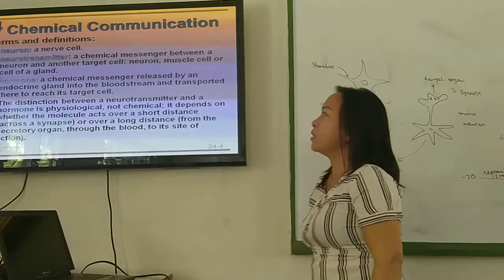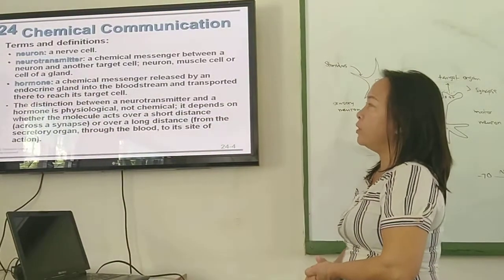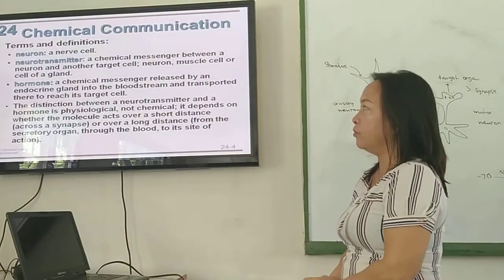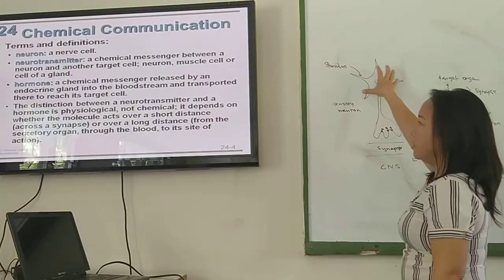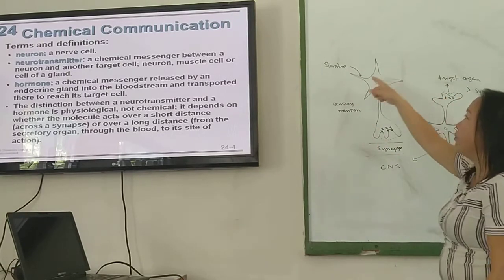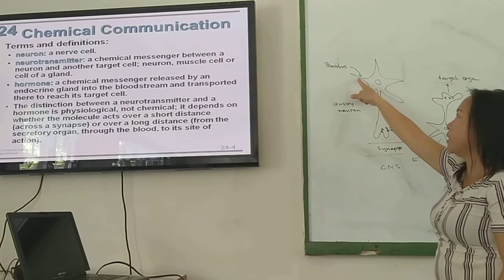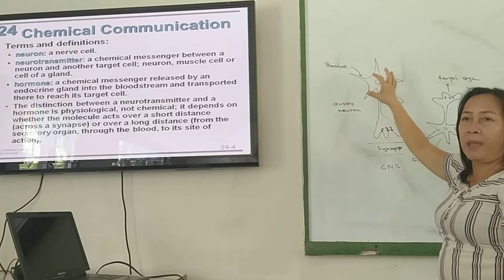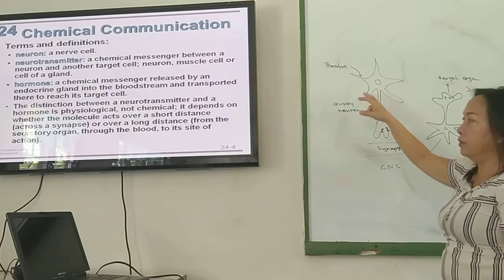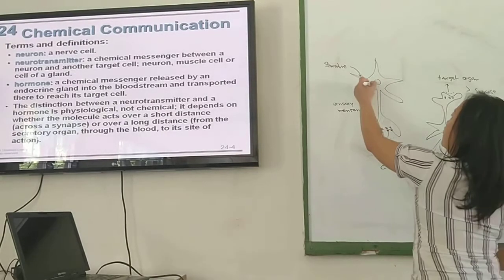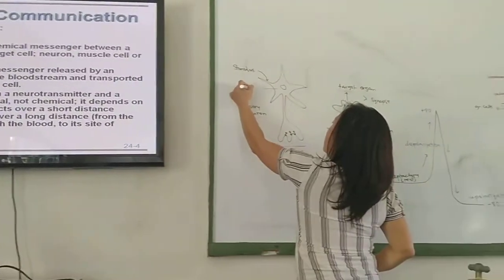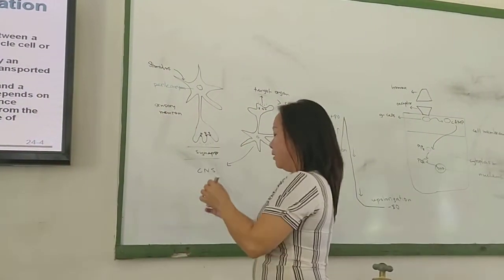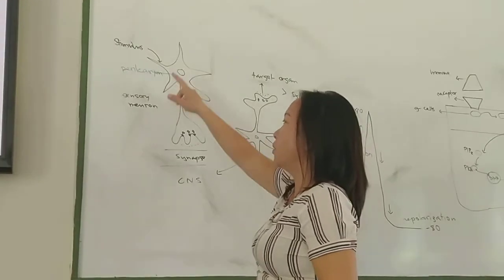So we have these terms that you should know. When we say neuron, they are referring to nerve cell. They're just the same as another term for nerve cell. So you have here the structure of the nerve cell. You have the finger-like projections called the dendrites, and the whole thing is the cell body, or we call it as the perikaryon. So this is the perikaryon, or cell body.